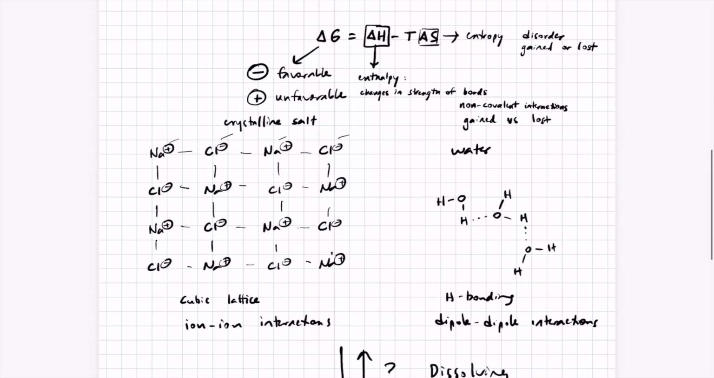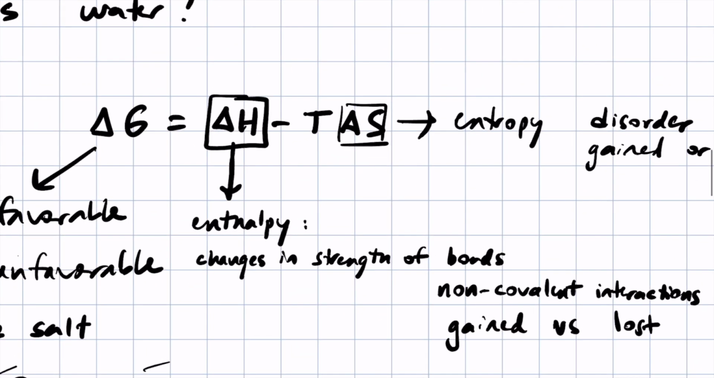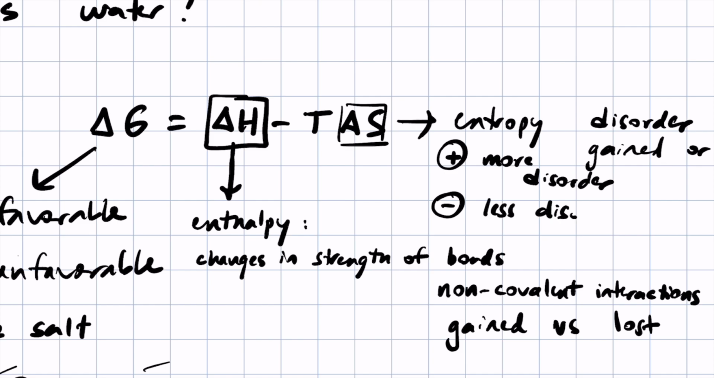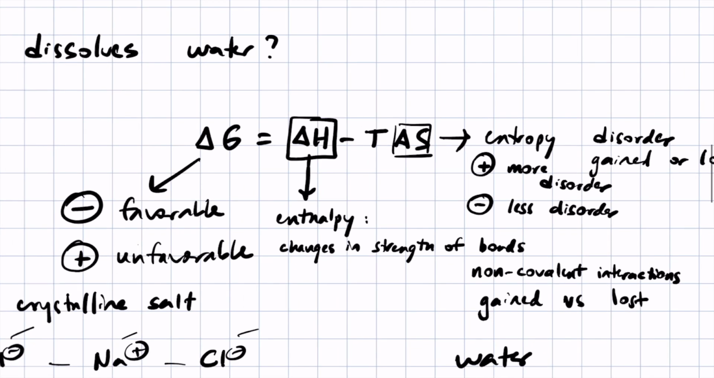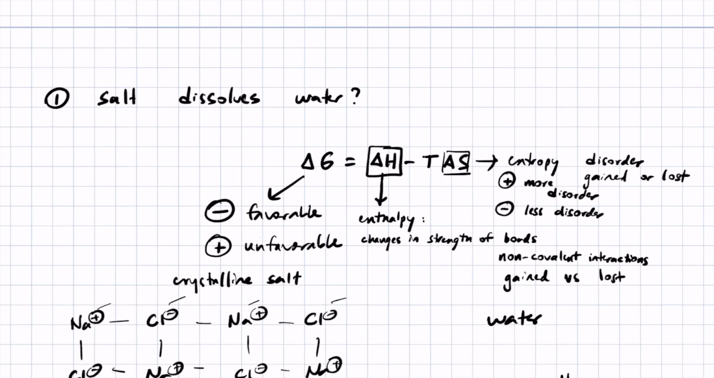Right, good. So when delta S is positive, that means more disorder. When delta S is negative, that means less disorder. Notice that because in the equation you've got minus T delta S, a positive entropy leads to a favorable change in free energy. All right, so salt dissolves in water. That's great. Now let's deal with oil and water.